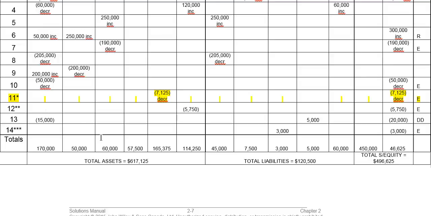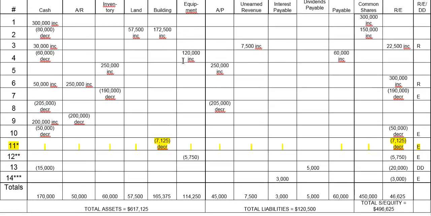Now, we have a similar issue here in number 12. Now they're talking about that equipment that we bought. Remember this equipment we bought in number 4 for $120,000? Well, that little guy's being depreciated now too. So it says here that we're depreciating it on a straight line basis. It has a residual of $5,000 and a useful life of 10 years.